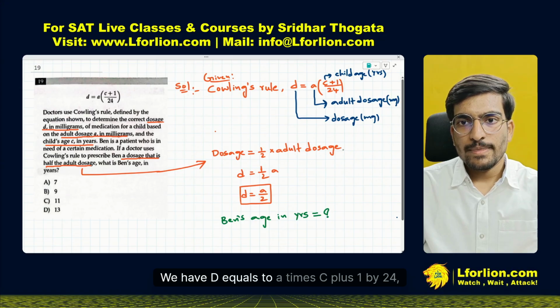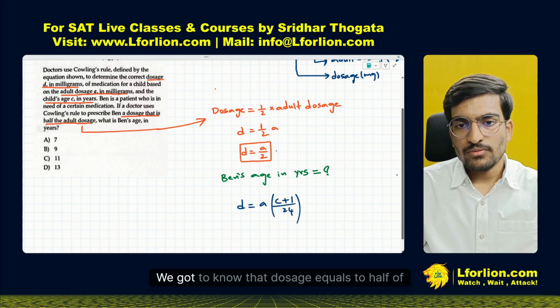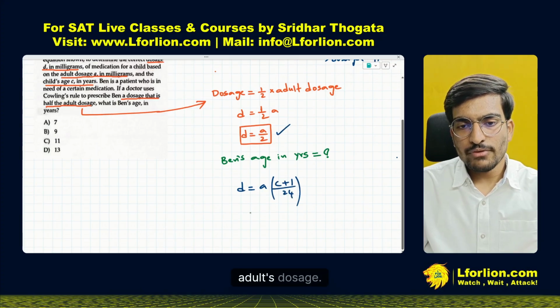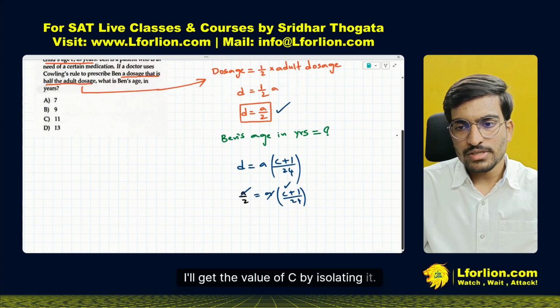D equals A times C plus 1 by 24. We got to know that dosage equals half of the adult's dosage. So in the place of D, I substitute A by 2 so that I can eliminate this A term from the equation. I'll get the value of C by isolating it.